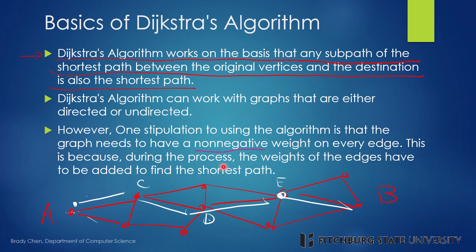This is because during that process, if the weights of the edges are negative, you keep on adding. If you go around a cycle, it gets lower and lower and lower, so the algorithm will become an infinite cycle. Whenever the weights are positive, you always find the minimum because you keep on adding distance. If the distance is negative, you go around a cycle and get lower and lower, and of course that defeats the original purpose. We're trying to find the shortest path.